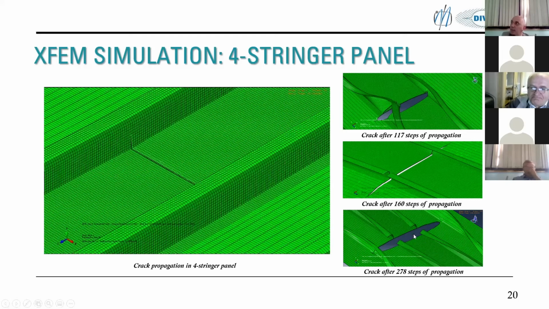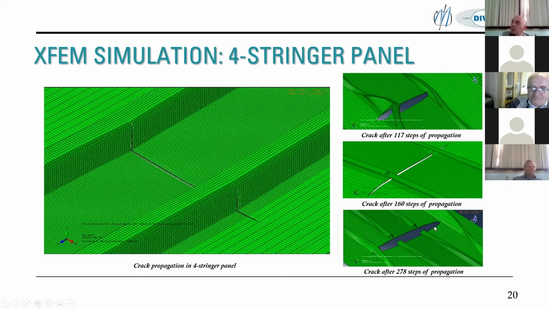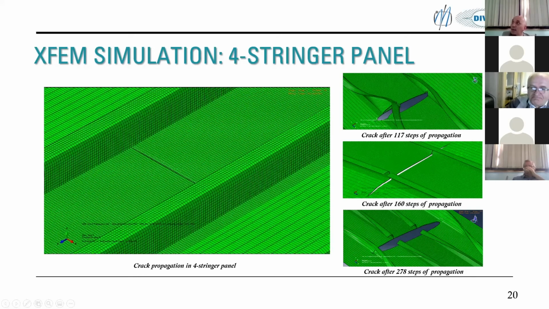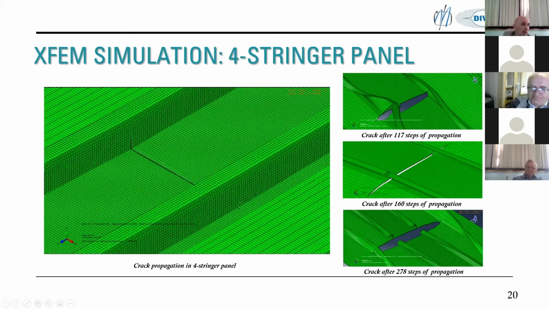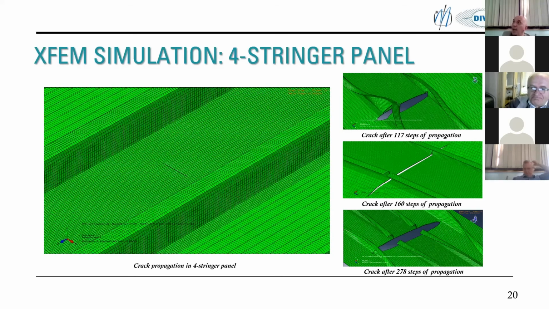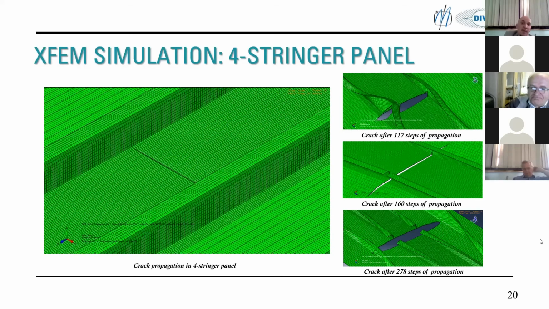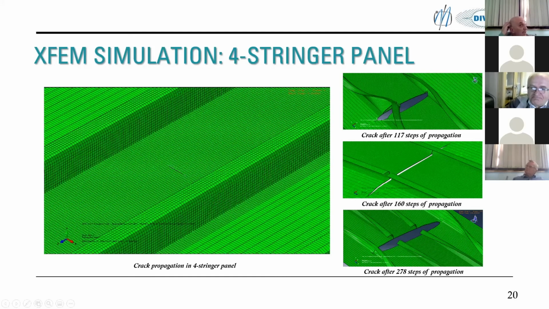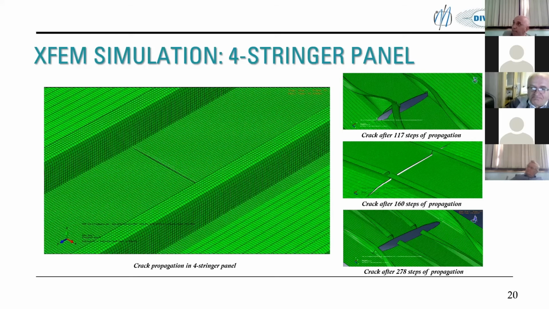And you can see in this bottom image that in the case when we had a mesh of 4 millimeters average element size, the crack length was more than 300 millimeters in 278 steps, and almost all 4 stringers were destroyed during this simulation. Exactly the same thing happened in the experiment.